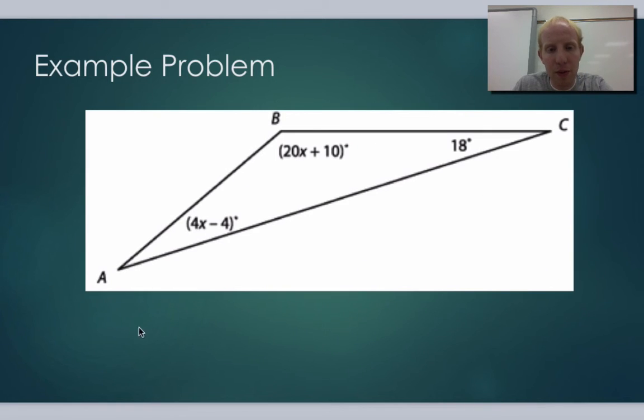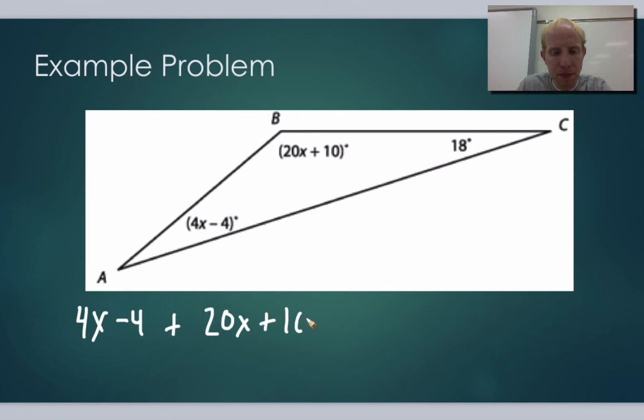In this case, we're going to be using the triangle sum theorem, but now we have some x's in there. Okay? So we're not given directly what the angles are, but we're given how they relate to x. Okay? We can still use the triangle sum theorem in this case. Okay? We can say that the measure of A and B and C add up to 180, but we'll just replace it with what it says. So 4x minus 4 plus 20x plus 10 plus 18 degrees will give us 180.